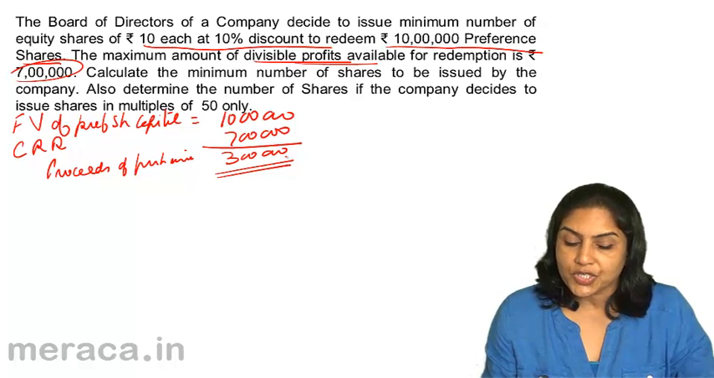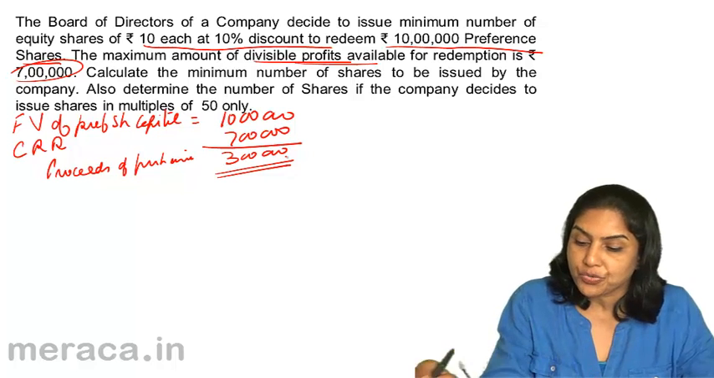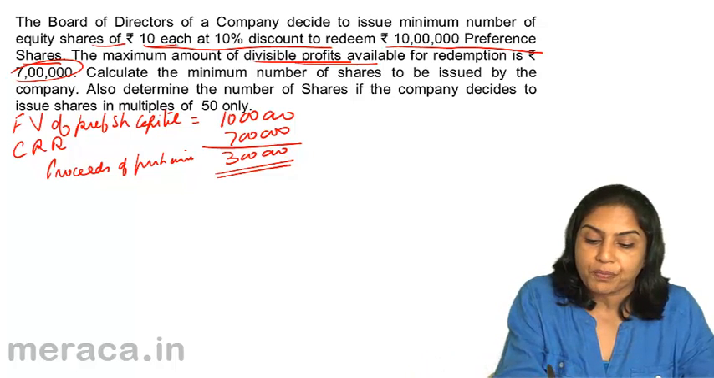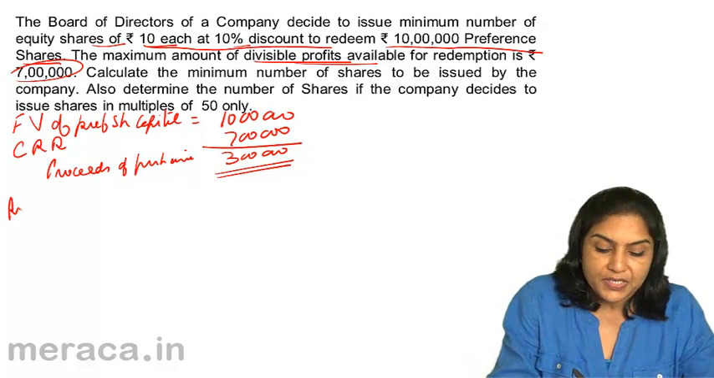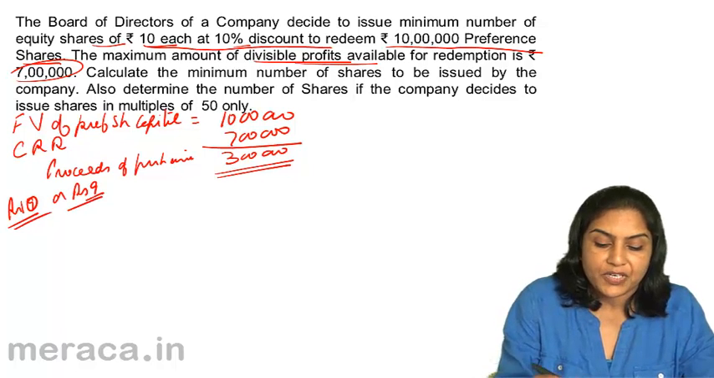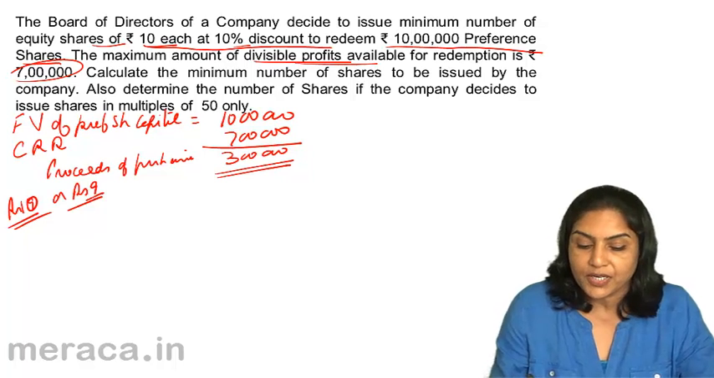Now, what is the proceeds of fresh issue? What are we issuing? Equity shares of rupees 10 each at a discount of 10%. So, it's either rupees 10 or rupees 9, whichever is lower. So, we will take rupees 9 to find out the number of shares.